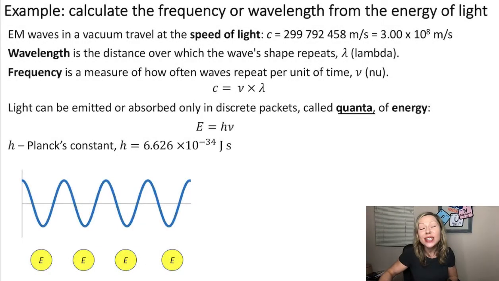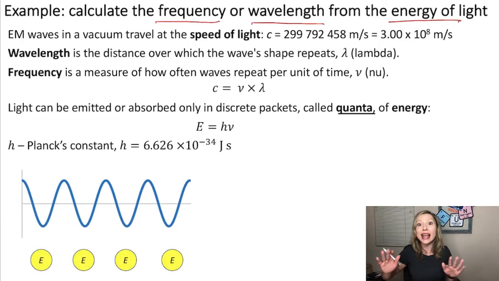Hello guys, in this video we are going to do some sample calculations on determining the frequency or wavelengths of light from the energy. Okay, so we know that light is actually electromagnetic radiation that travels in waves. It has a constant speed in vacuum, which is 3 times 10 to the 8th meter per second, and it is related to the wavelengths and the frequency.